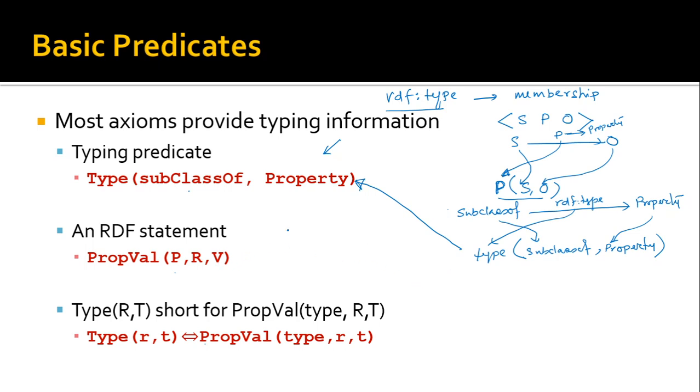Also, we can represent this SPO in a form like prop val, PRV. If we take this SPO, it will be prop val, P, S, O. Basically, R is equal to S and V is equal to O. Now you can see that I have a triple. I can represent the triple in this form, and I can represent the triple in this form also.